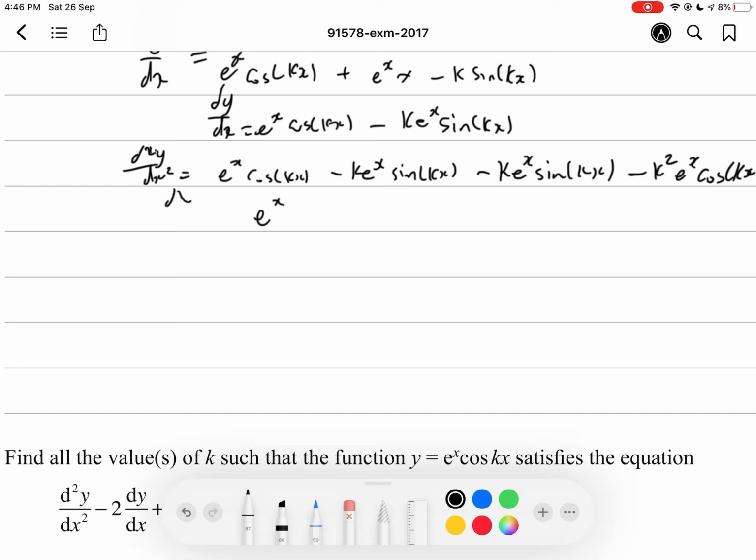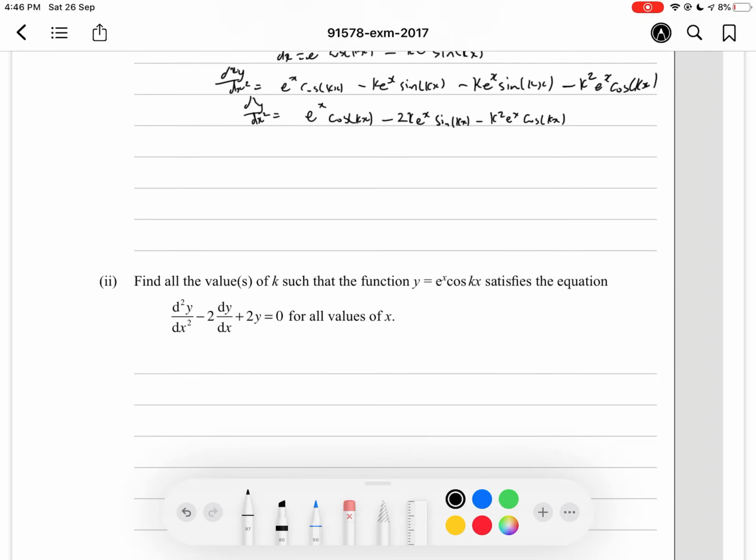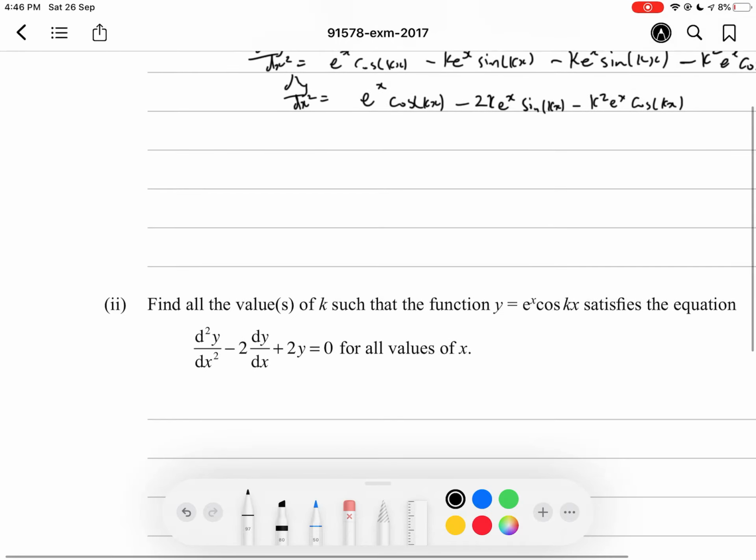So we have e to the power of x cos of kx minus 2k e to the power of x sine of kx minus k squared e to the power of x cos of kx. Alright, so in this case, we're just going to substitute our values in, and we're going to find possible values for k that can make this equation true.